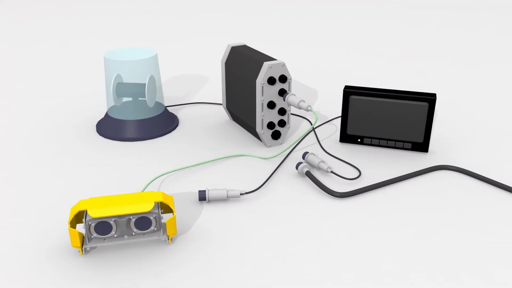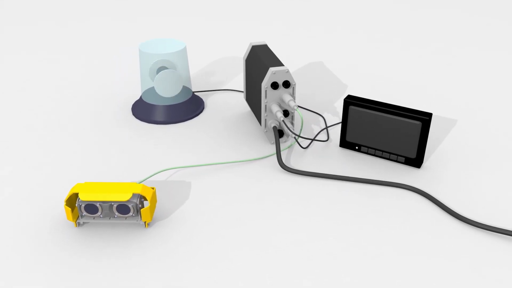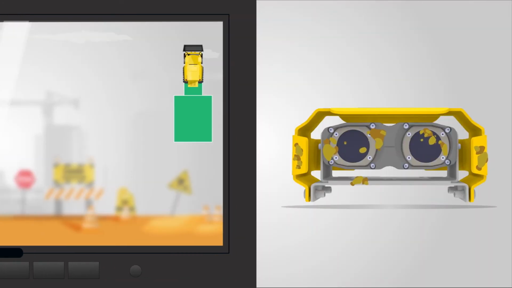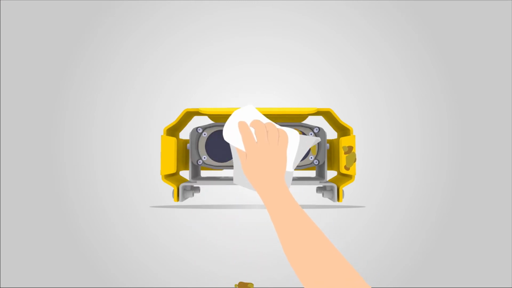If the screen is not working, check that the ignition is switched on, the cables are well connected, and the fuses are intact. If you have poor detection, check that the sensor head lenses are clean. Clean the glass with a non-abrasive cloth and water.